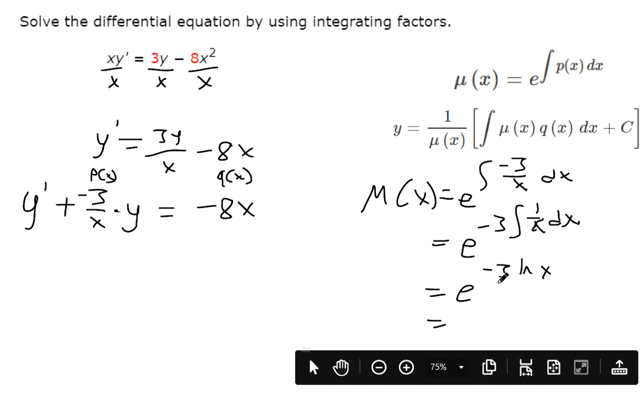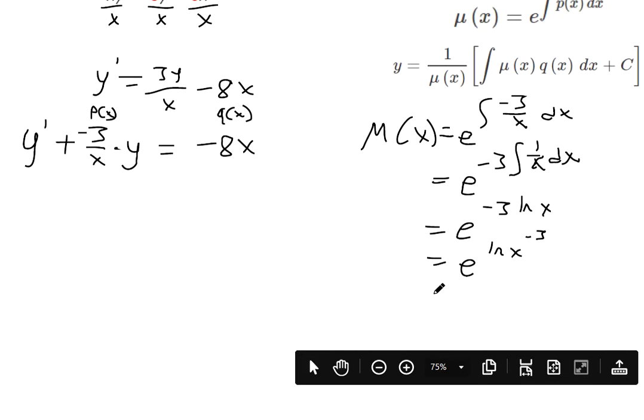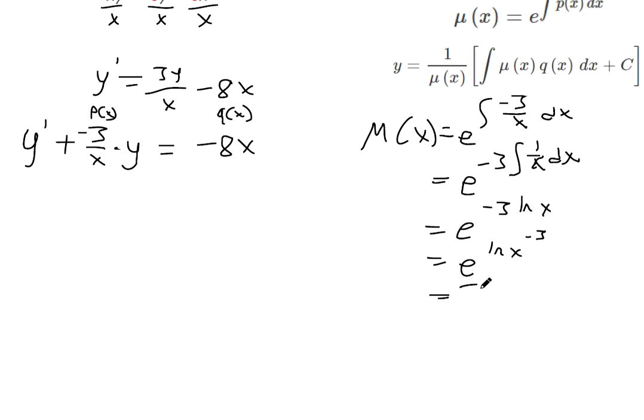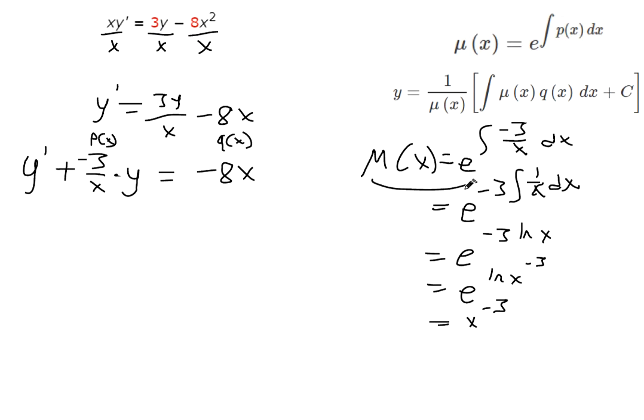And then the negative 3, using the properties of logarithms, can become an exponent. So this is natural log x to the negative 3rd power. And finally, e to the power of natural log x, those are inverses. They undo each other, so we just have x to the negative 3rd here. Okay, so that's our m of x.